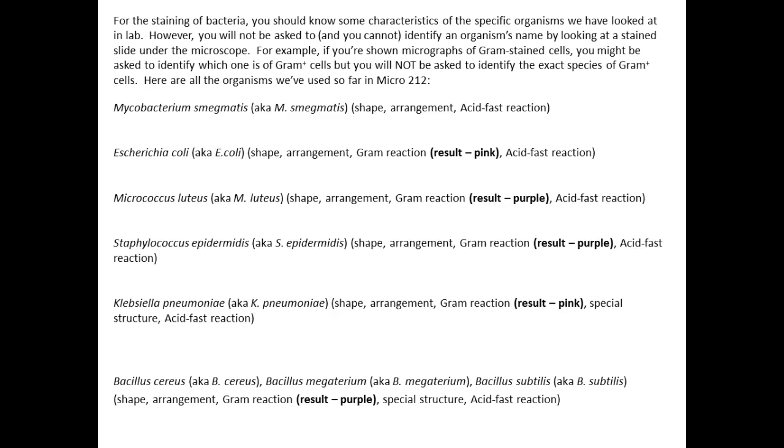Klebsiella pneumoniae. Anyone remember its shape? It's rod, bacillus. Does it have an arrangement? No, these guys are singular, all by themselves. If we were to gram stain them, they'd come out pink, so they're gram negative. What special structure did we do a special stain to be able to visualize for these guys? The capsule. They have a nice thick capsule. If we were to do acid-fast staining, they'd come out non-acid-fast.